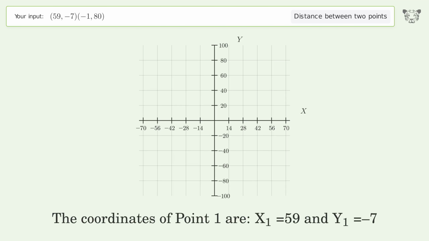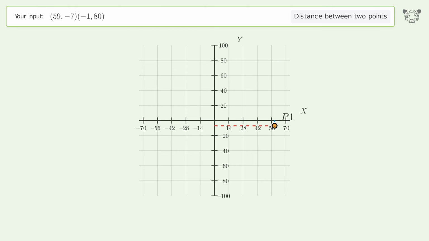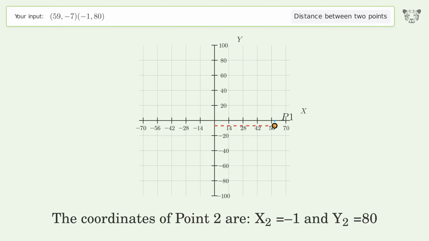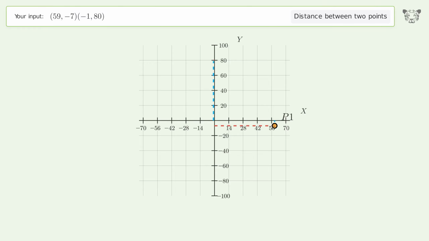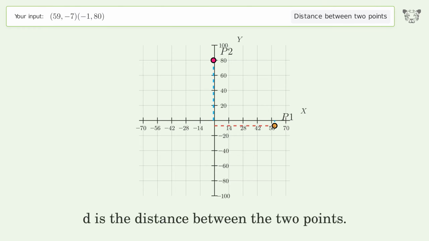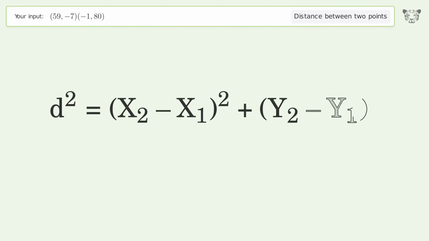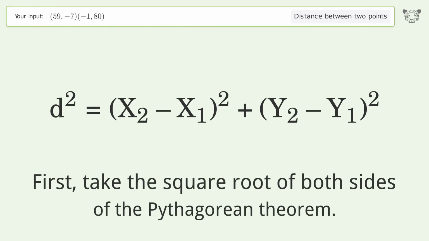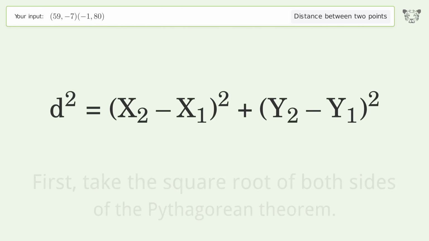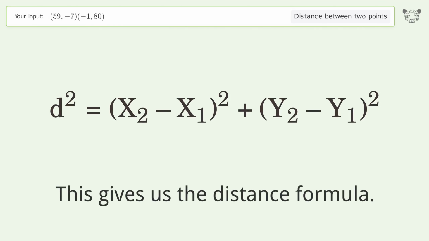The coordinates of point 1 are x1 equals 59 and y1 equals -7. The coordinates of point 2 are x2 equals -1 and y2 equals 80. D is the distance between the 2 points. First, take the square root of both sides of the Pythagorean theorem. This gives us the distance formula.